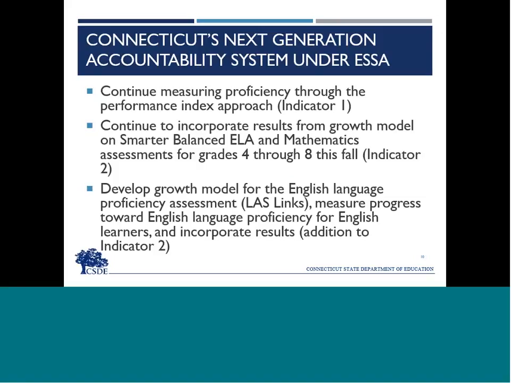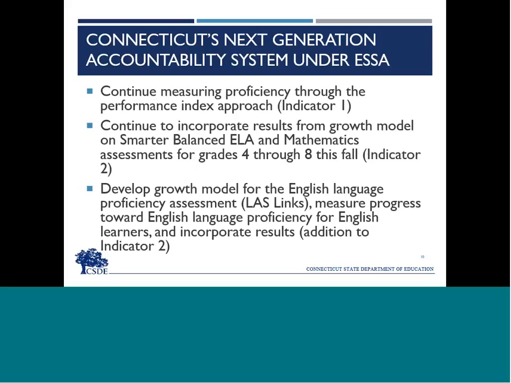So how does the next generation accountability system work under ESSA? And again, I'm going to highlight a few pieces, not everything. But when it comes to indicator 1, which is our achievement indicator, we will be proposing to continue measuring proficiency through the subject-specific performance index approach. We've heard a lot from districts about how that approach, a more continuous approach that builds on the scale score, is a much better way of looking at overall performance than just the binary, are you proficient or are you not proficient, as was the case with NCLB.